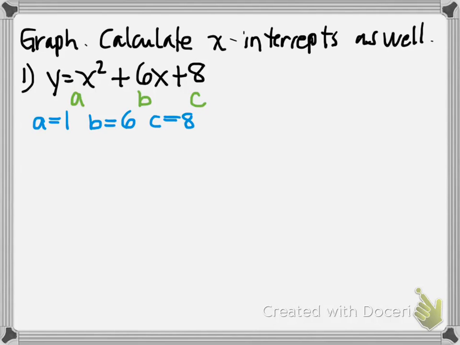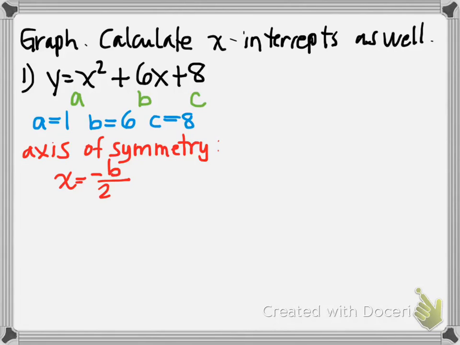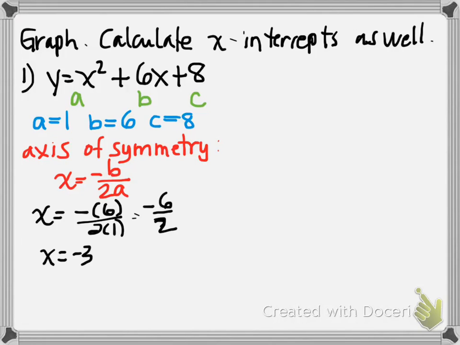So the formula for the axis of symmetry is the vertical line x equals the negative b value over 2a. So in our problem, we're going to put the negative of 6 over 2 times 1. That gives me negative 6 over 2, and we get x equals negative 3.